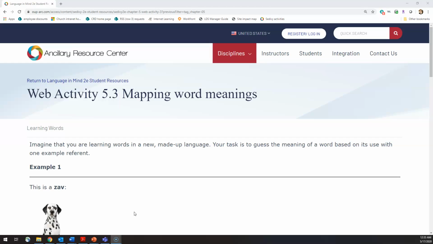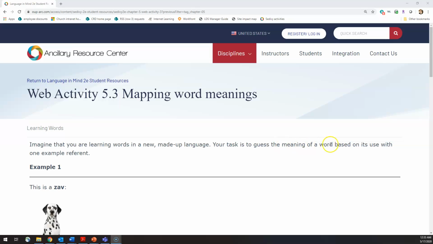here at the outset. First, it's not interesting because it's especially well done. I actually have redone this activity and will show you my version in a second. But this activity helps us to put ourselves in the mind of a child to understand where they might be coming from when they're trying to learn a new word. So they say here, imagine that you're learning new words in a made-up language.